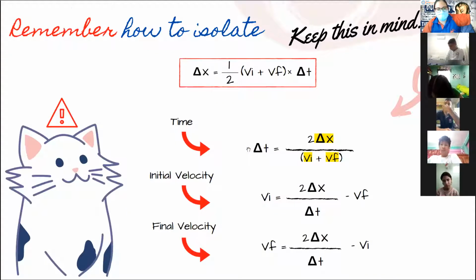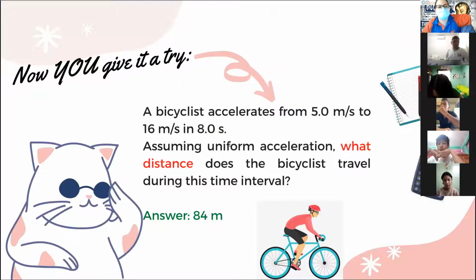So now here there are some isolations. I'm going to give the isolations to you after. But now you try. A bicyclist accelerates from 5 meters over second to 16 meters over second in 8 seconds. Assuming uniform acceleration, what distance does the bicyclist travel during this time interval? So you're going to help me with this.